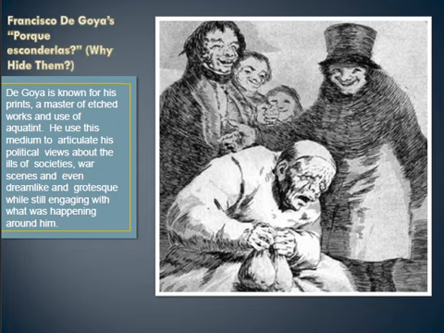Yan, and then dito, this is a portrait by Francisco de Goya, which is entitled Porque Esconderla. So, makikita nyo po na forte niya is etch na drawing. You can see here the lines, the texture, ayan, yung shading. And you can still see the faces and the expressions of the people.